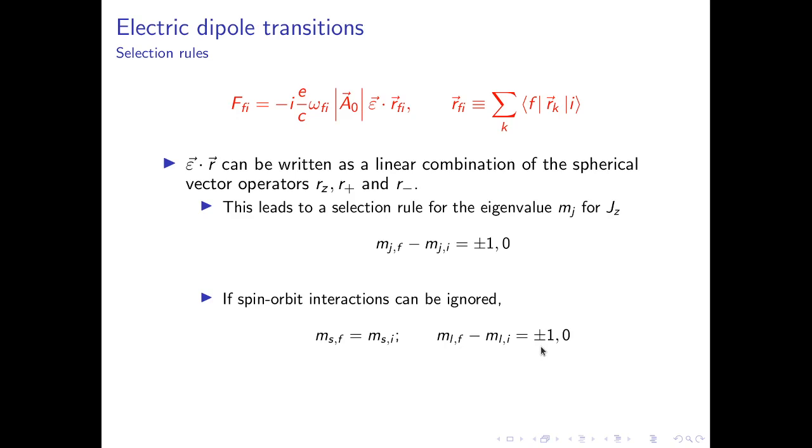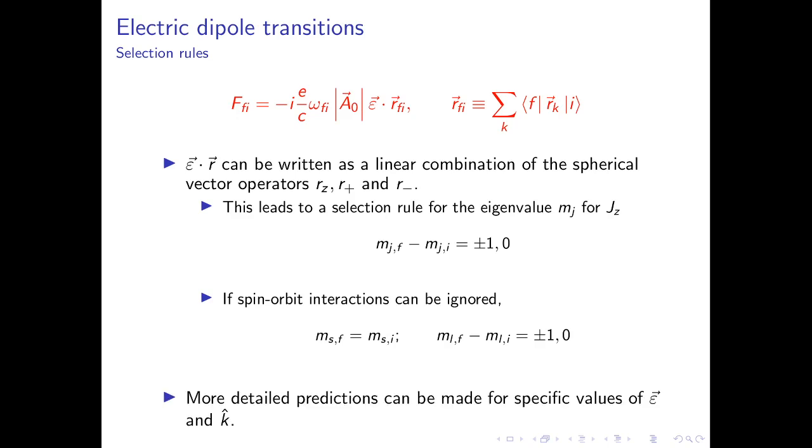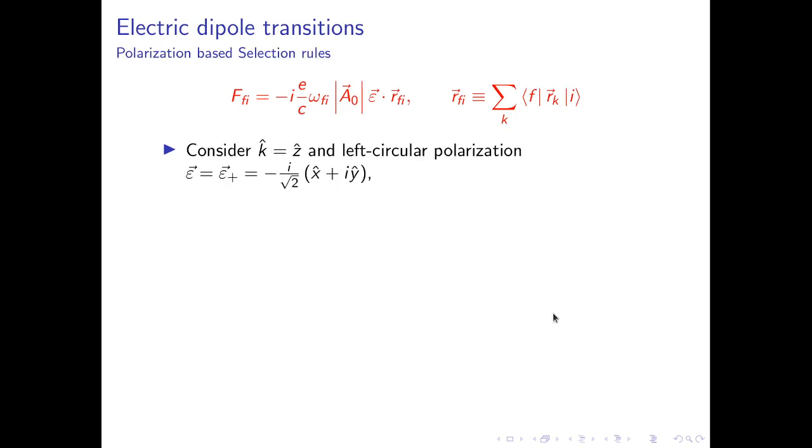Now, this is a general statement. You can make a more specific statement if you specify which polarization state and direction of propagation you are talking about. Once you have specified the polarization vector epsilon and the direction of propagation k hat, you can make more detailed statements about which selection rules can occur. Just to illustrate that, let us consider a special case where k hat is z hat and we consider left circular polarization. So the epsilon vector is epsilon plus, given by this quantity.